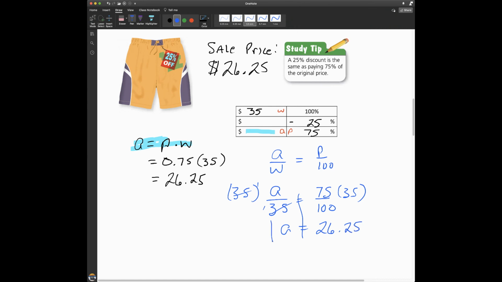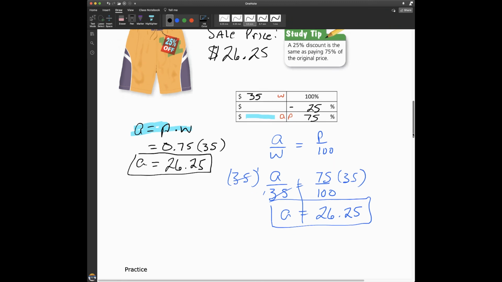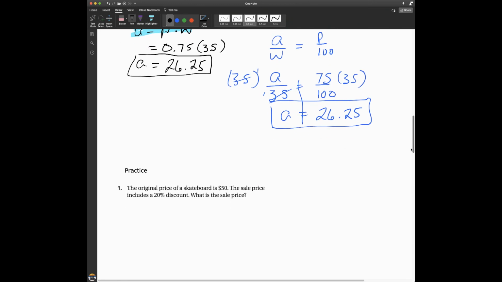And lo and behold, I get 26.25. So you get the same answer that we got up here. Same answer. Okay, so you can use either one. As I told you before, I am a percent equation kind of person, so that's what I use. All right, so let's practice.